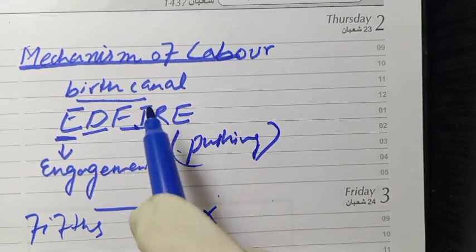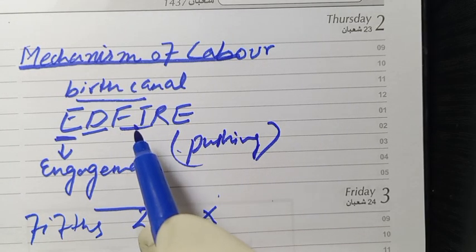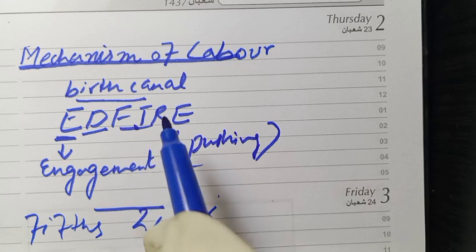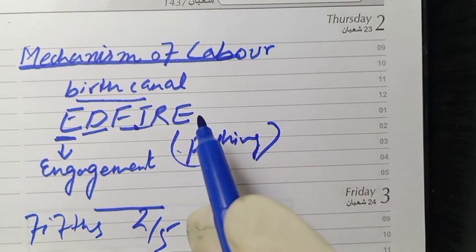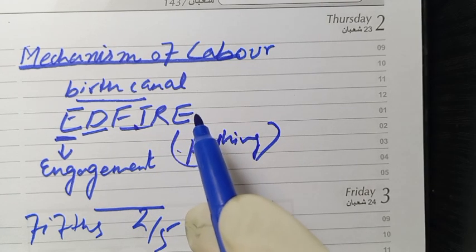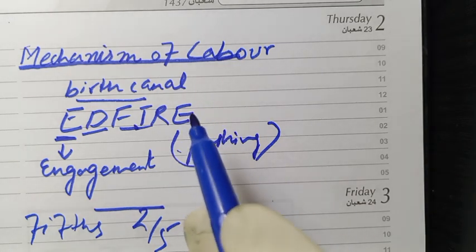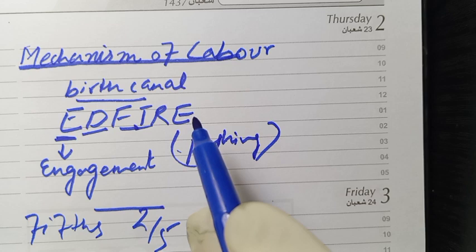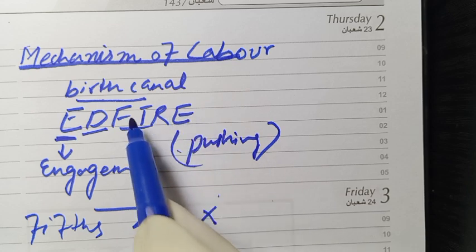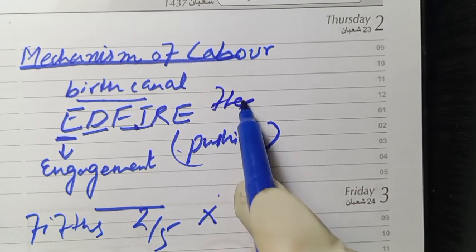F indicates flexion. The fetal head is not always completely flexed when it enters the pelvis. As the head descends into the narrow mid-pelvis, flexion occurs. This passive movement occurs in part due to the surrounding structures and is important in reducing the presenting diameter of the fetal head. So that's why it gets flexed.